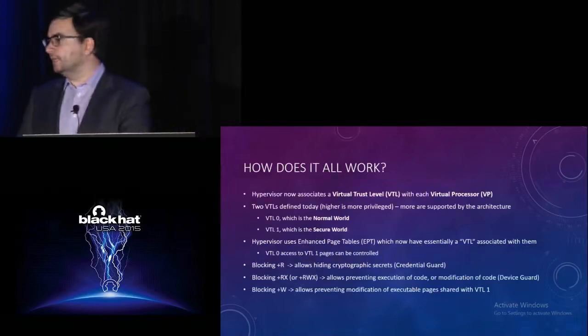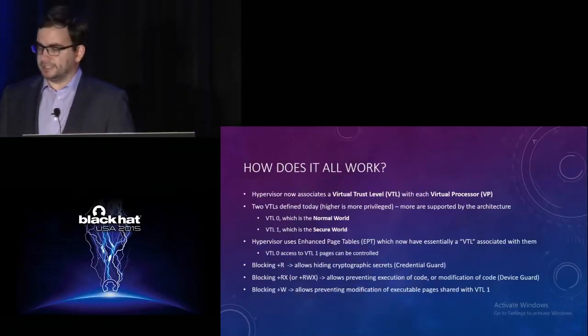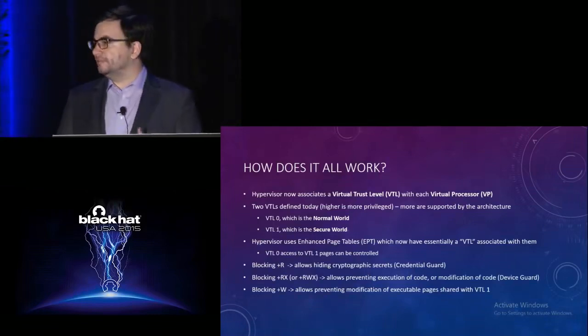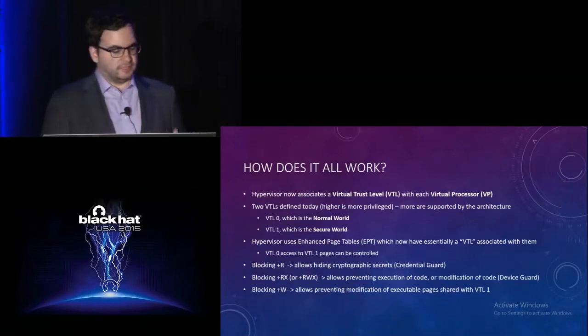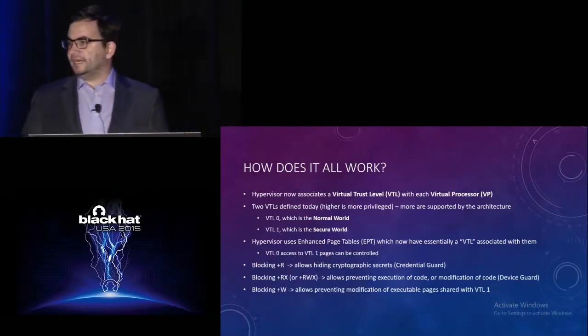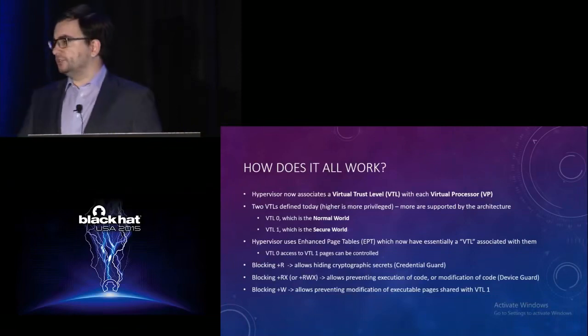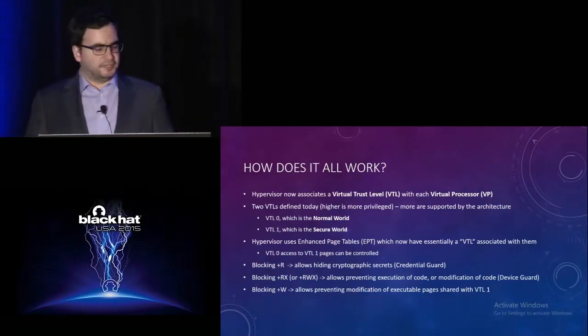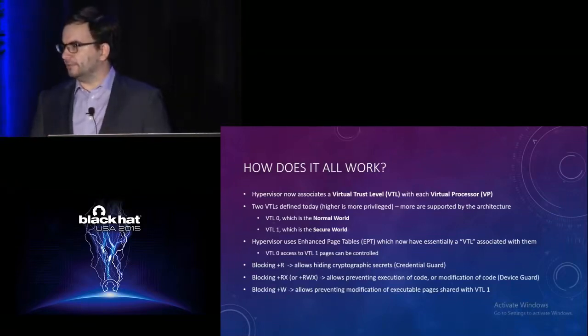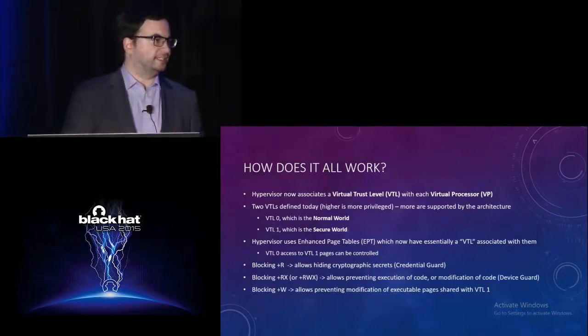So how does it all work? Well, as of the new hypervisor that's in Windows 10 and Server 2012, a virtual processor now has an attribute called a VTL, or virtual trust level. Today there are 2 VTLs. There can be more in the future. And the higher the VTL is, the more privileged you're going to be. And the nice thing here is, since you're going up, you're not going to end up with those ring -1, ring -2 problems. You can just keep creating higher and higher VTLs.